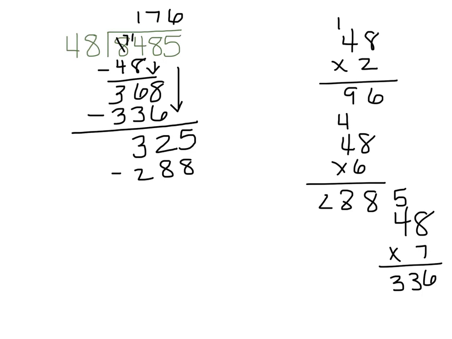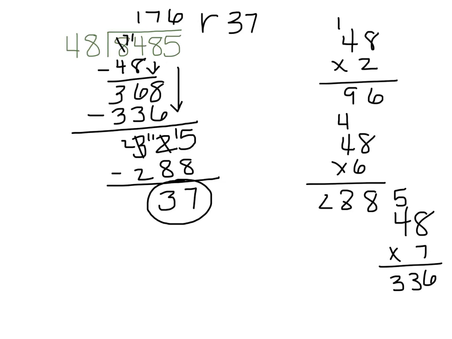288. And subtract, I need to borrow. That is 7. I need to borrow. That is 3. 37. So 37 is smaller than 48, which means it's my remainder. So 176, remainder 37. How did you do?